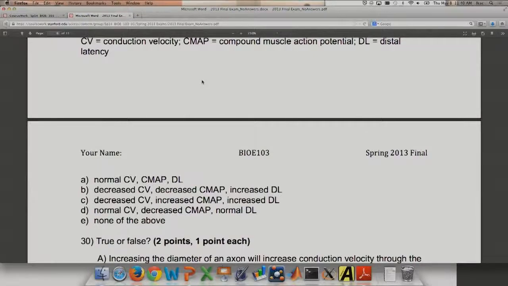Yeah. B is the answer, yeah. B for ball. Okay, the next question is a true or false.